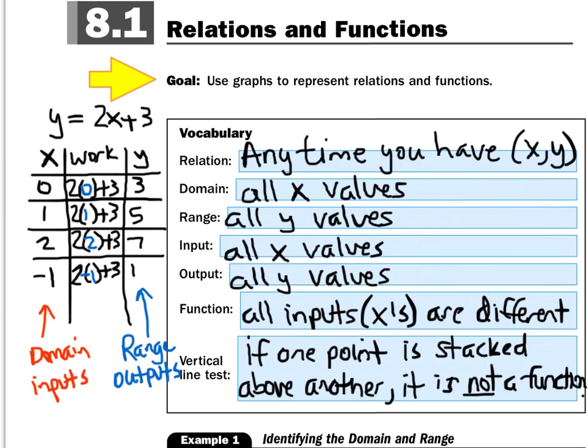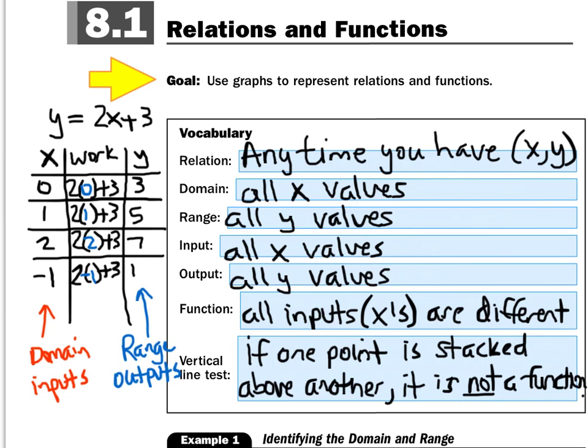And a function has all inputs, x's, that are different. And we'll talk more about that in this lesson. And then there's a really easy vertical line test that we can use to decide if something's a function or not. What you want to watch out for is if you ever have a situation where one point is stacked directly above another, then it is not a function.